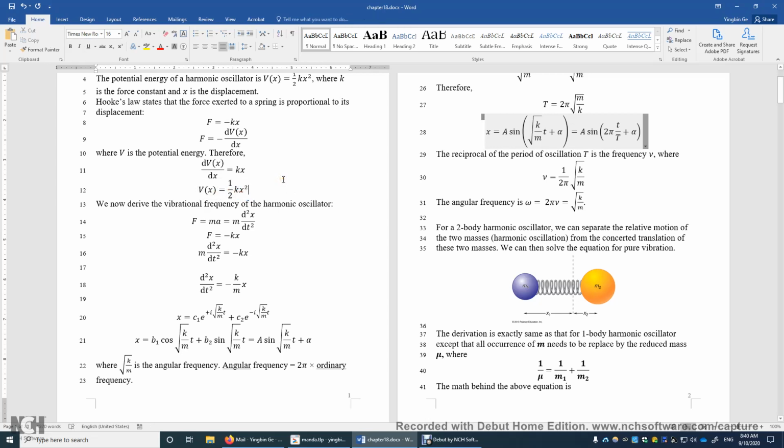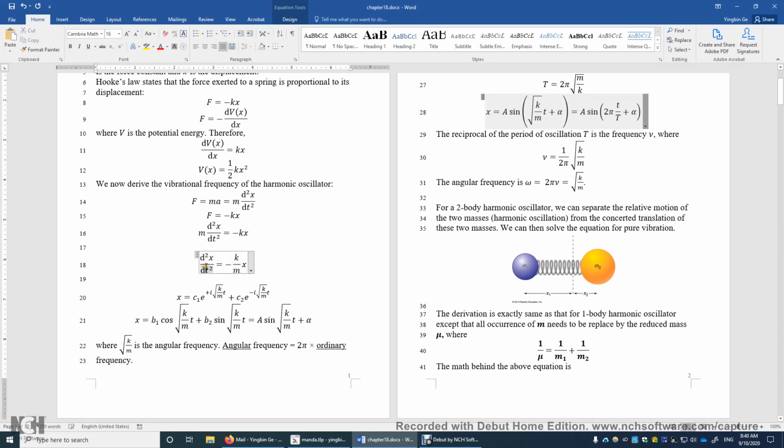Now we can derive the vibrational frequency of this harmonic oscillator. Newton's law, F equals ma. a is the second derivative of the displacement with respect to time. F is also equal to negative kx. So m times a, or the second derivative of x, is equal to negative kx. And then we move this m to the right-hand side. The second derivative of x with respect to time is negative k over m times x.